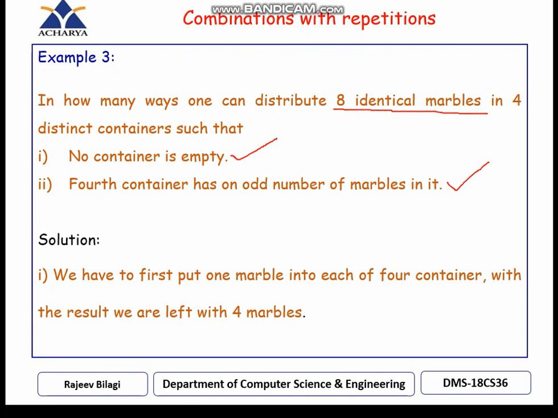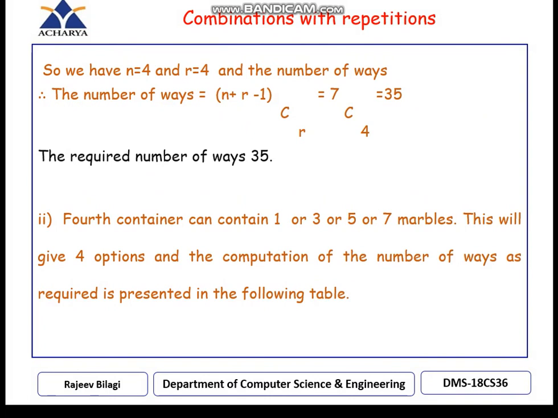Now we are going to solve this. We have to put one marble in each container first because no container should be empty. So at least one should be there, then later you can add a few more marbles into it. When we put all these 4, the remaining marbles will be 4. Now these 4 marbles I can distribute among all these containers. So n is equal to 4 and r is equal to 4. So n plus r minus 1 C r is equal to 7C4, which is equal to 35. So without a container being empty, options will be 35.